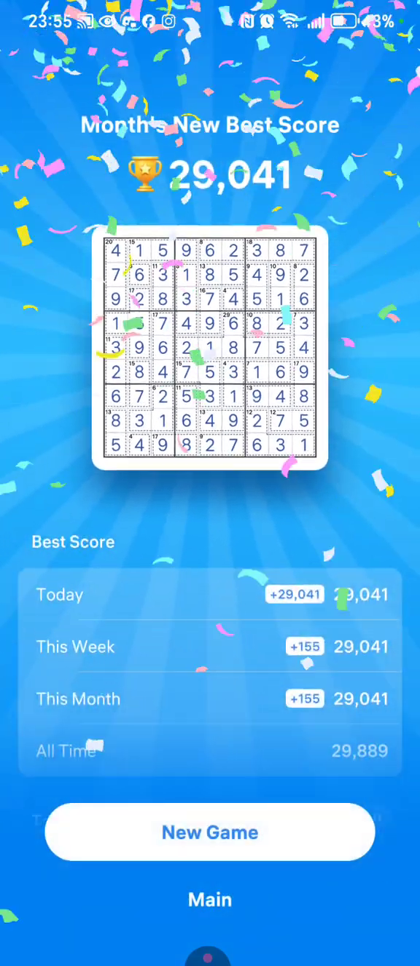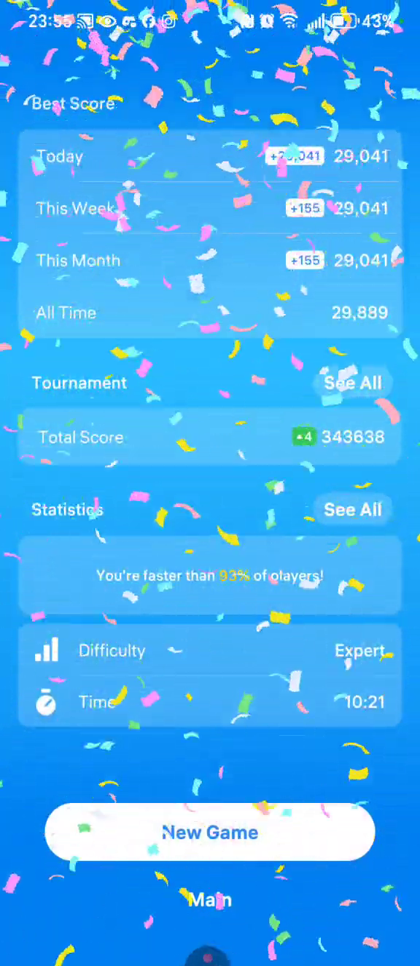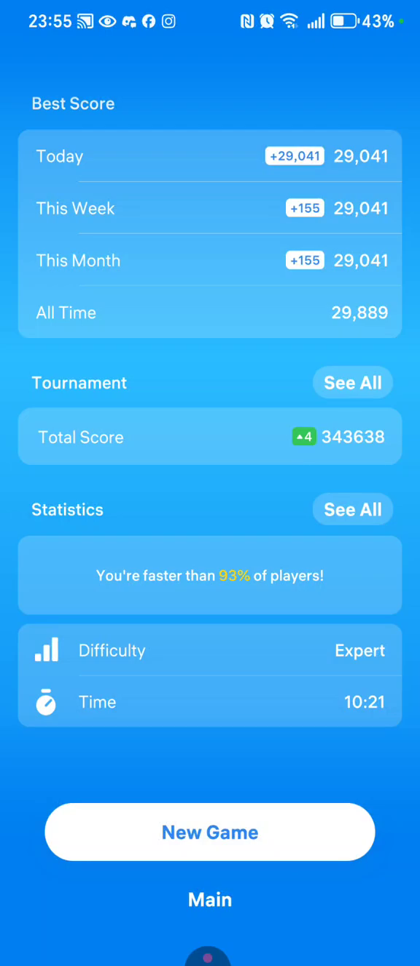That's why it's my month's best score so far. Oh, the month's only a couple of days old. Faster than 93% of people. Who are these 7%? Who are they?